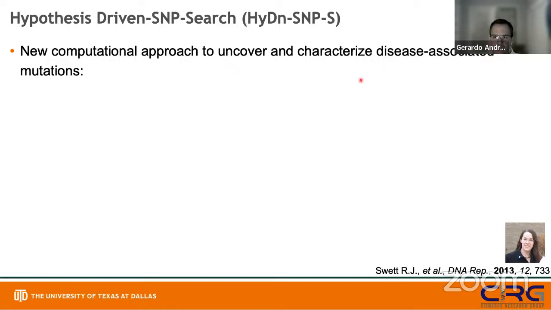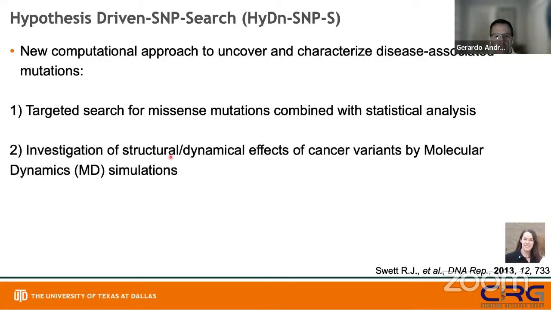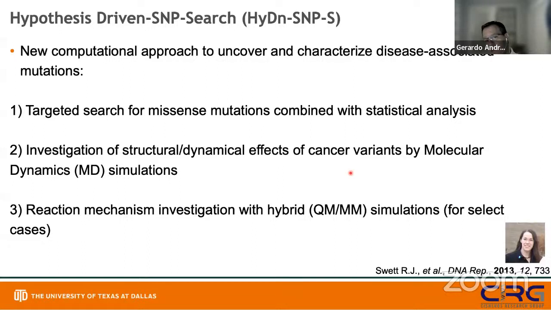So basically, what we do is we use bioinformatics to mine databases of diseases or case and control studies. We find disease-associated mutations on targeted genes. So we basically just focus on the genes that code for the proteins that we're interested in. And then for those that have mutations that are associated with a particular disease that we're interested in, we investigate structure and dynamical effects using MD, and then reactivity if needed with QM/MM. So this is the main idea.